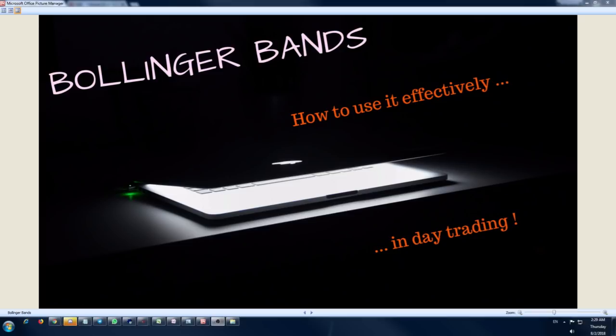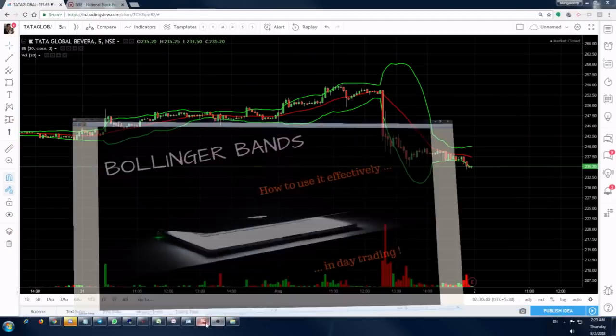And how do we use it? How do we get a sense of in which direction the breakout or the breakdown will happen is something which I will show in the charts. So let's move on to the charts without more talk. Okay, right.